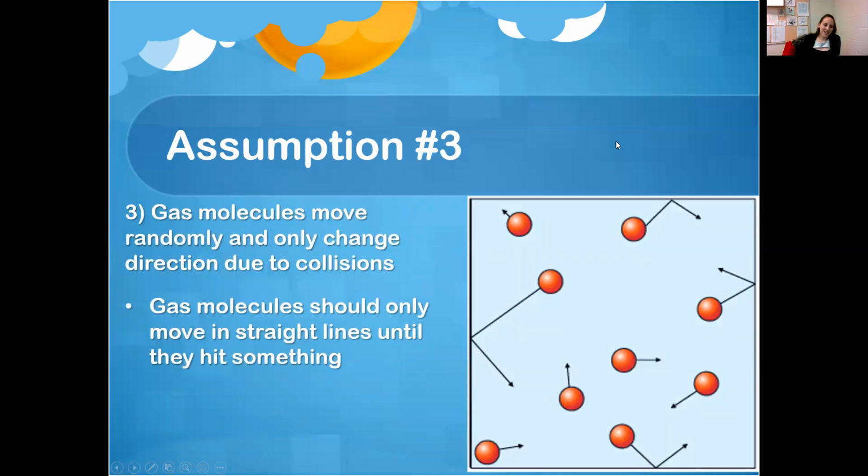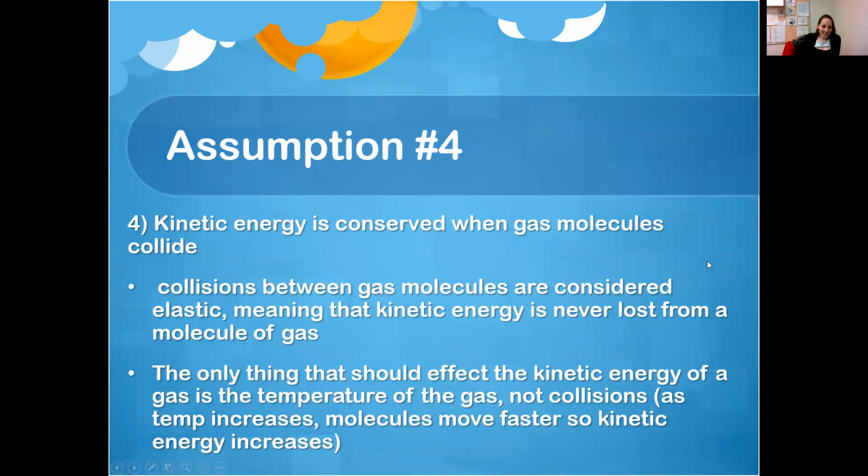Assumption number 3, again, is that gas molecules will move randomly and only change direction if they collide with something. That's just the idea that gas molecules should always be moving in a straight line. You should never see a curved line for the movement of a gas molecule. And the last assumption is that kinetic energy is conserved when gas molecules collide.